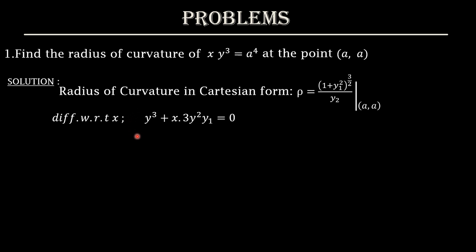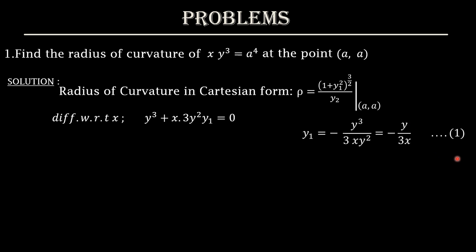Derivative of the first function, that means the differentiation of x, that is 1 into y cube plus x into differentiation of y cube. What is the derivative of y cube, students? It is 3y square into y1, right? The value of y1 over here is dy by dx. So what is y1 then? y1 is nothing but minus y cube divided by 3xy square, which is nothing but minus y by 3x.